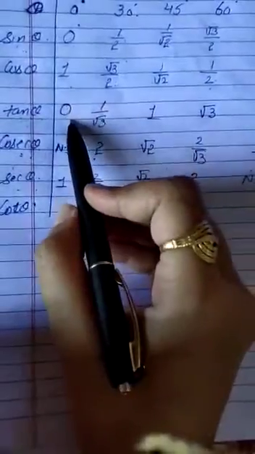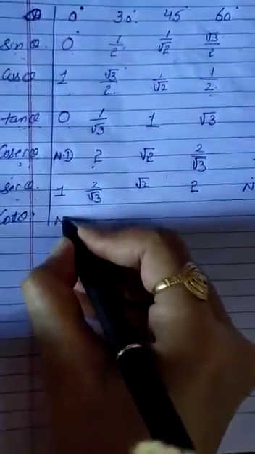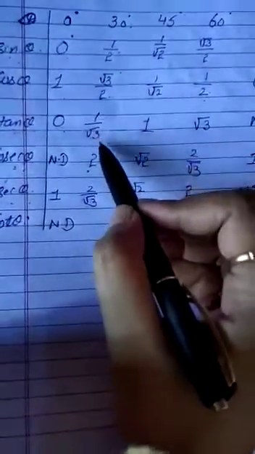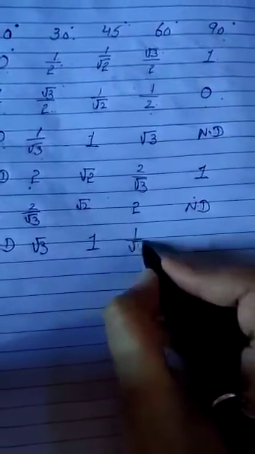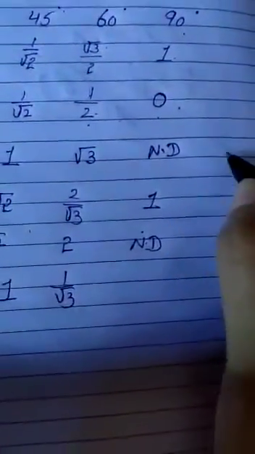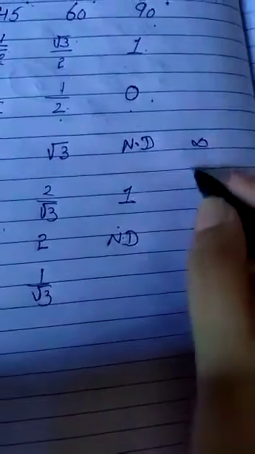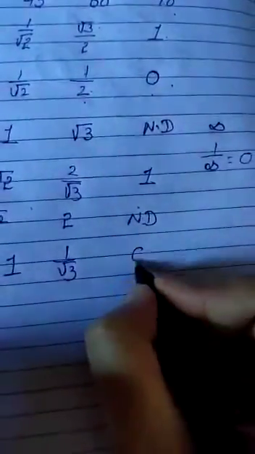Next is cotangent. Cotangent is the reciprocal of tangent. So the reciprocal of 0 is 1 upon 0, that is not defined, and the reciprocal of 1 upon under root 3 is under root 3, and here 1 upon 1, the answer will come 1. The reciprocal of under root 3 is 1 upon under root 3, and the reciprocal of 0, not defined, you know very well that not defined we also mention as infinity, and 1 upon infinity is always equal to 0. Clear? So the value of cotangent theta at 90 degree is 0.